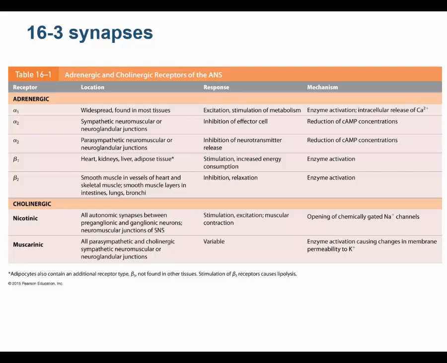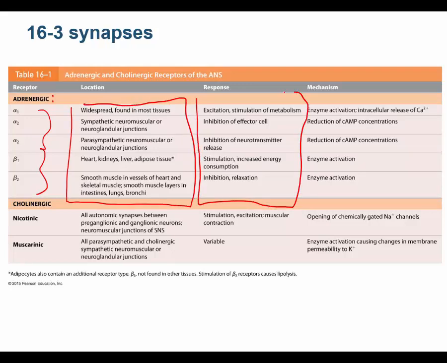All right, so now let's look at this table. It's a great table. Our adrenergic neurotransmitters, norepinephrine and epinephrine, bind these receptors. These receptors are located here. Here are the responses when epinephrine or norepinephrine bind those receptors. And here's the mechanism. Most of them are G protein mediated metabotropic.